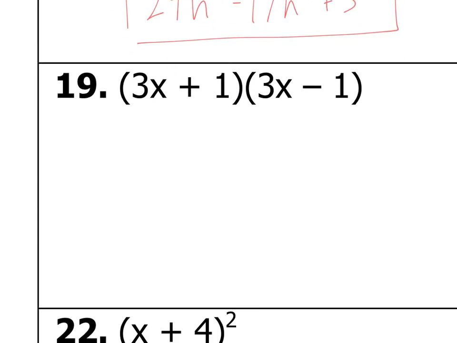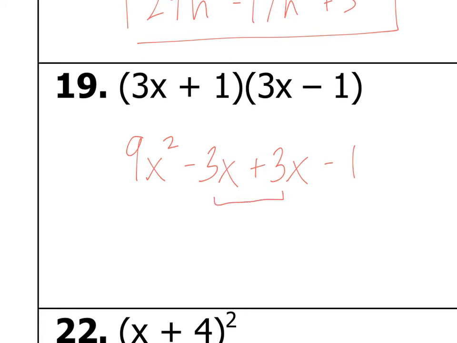Here's one that will be a nice pattern for us, where something interesting happens. So, first terms, again, look at our two binomials. Everything's the same except for these signs. I've got plus 1 and minus 1. And this works with any of our numbers. First terms give me 9x squared, nothing exciting there. My outside terms, 3x and negative 1, give me a minus 3x. Inside terms give me a positive 3x, and my last terms give me a minus 1.